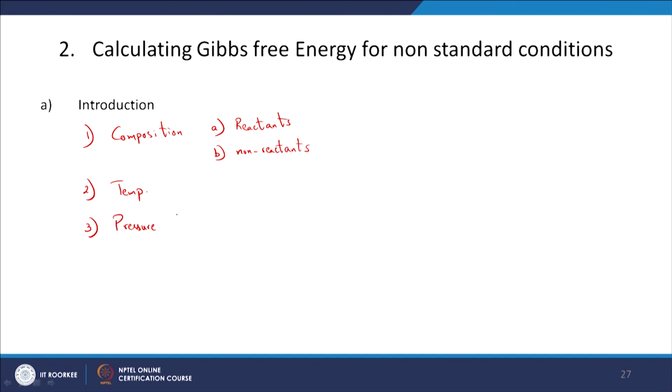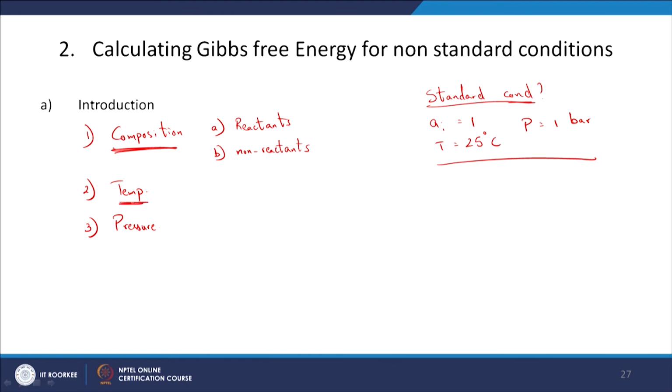Again, if you will remember, what did we define or try to identify when we talked about the standard conditions? We said that when the activity of a compound is equal to 1, the temperature is 25 degrees centigrade, and the pressure is 1 bar, the system is at a standard condition. So we are just looking at the three aspects where the system deviates from these three standard conditions. Initially we looked at composition, and now we are going to look at temperature.